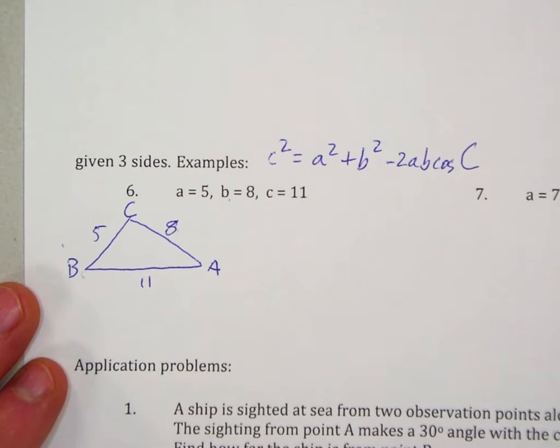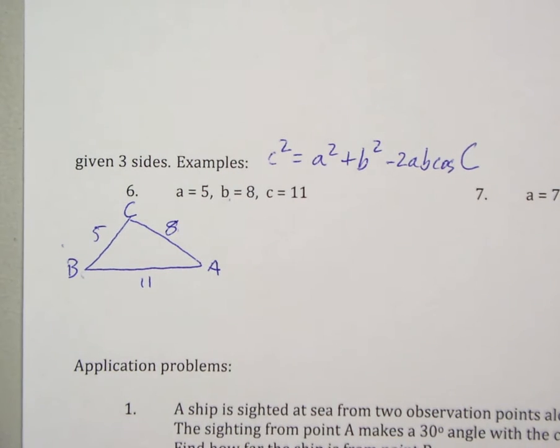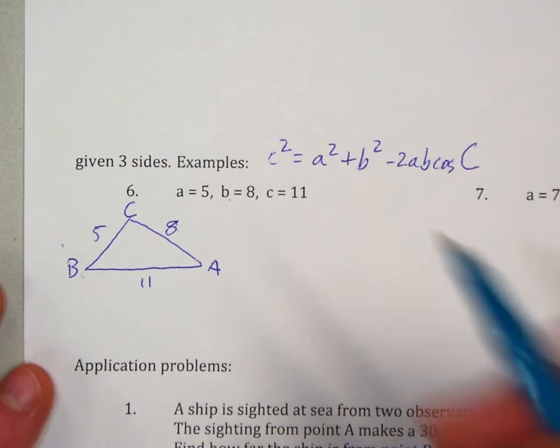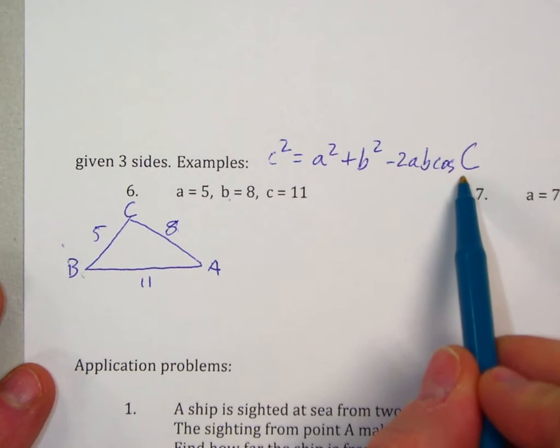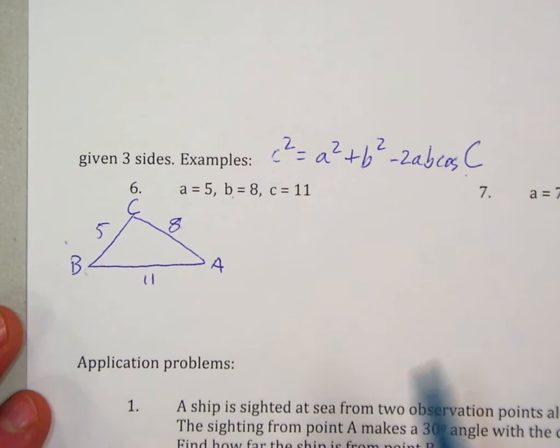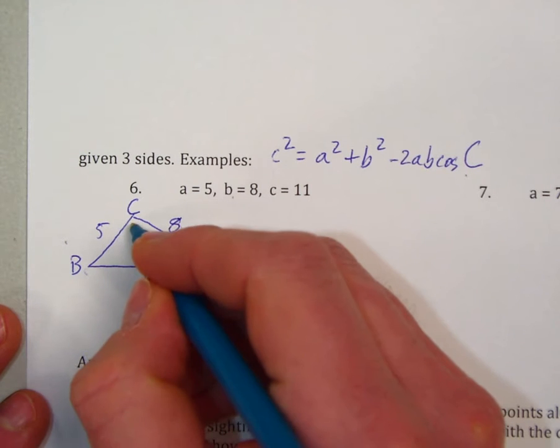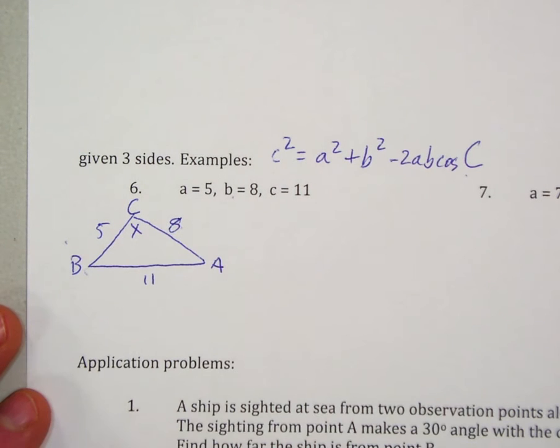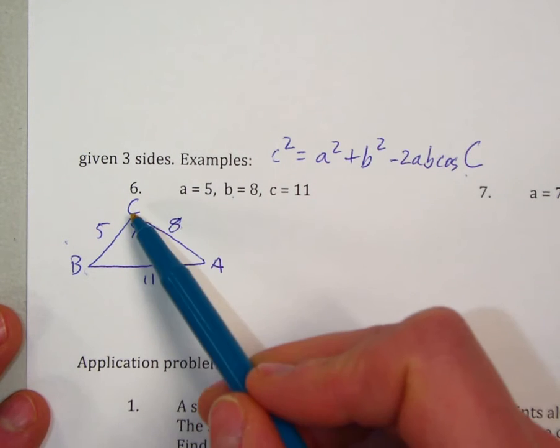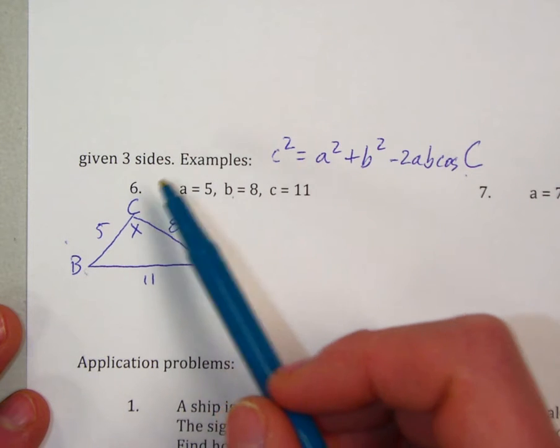Well, if you look, we have three sides, we have no angle, so what we're going to do is just pick an angle. Let's pick angle C. That's the one that's in our formula, so that's the one that we'll use. If I pick angle C, let's put a little X right there, just to indicate that we're going for angle C.